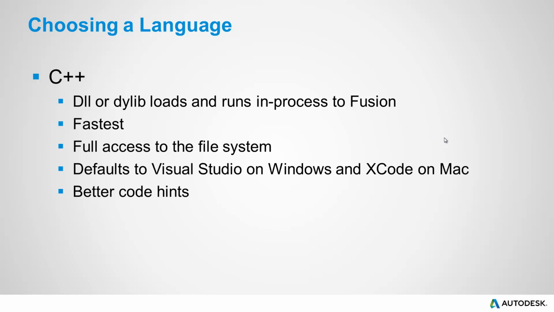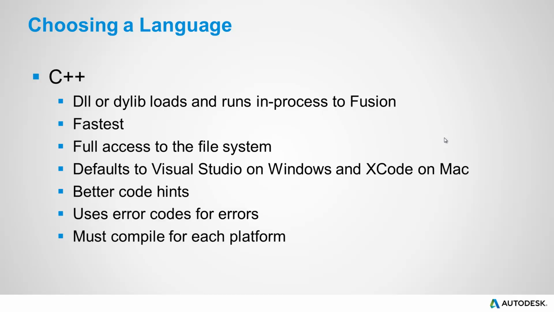And C++ doesn't fire asserts with errors. Instead, it uses the more standard C++ method of returning errors, where each function returns an error code. And with C++, you have to compile for each platform. So I need to compile and create the DLL for Windows, and then I have to take my code and on a Mac compile it and create the dylib. So you have to have a Windows and a Mac and compile it on each one for each machine.